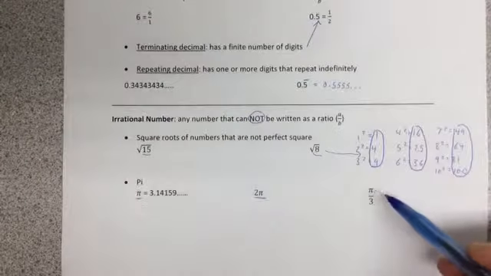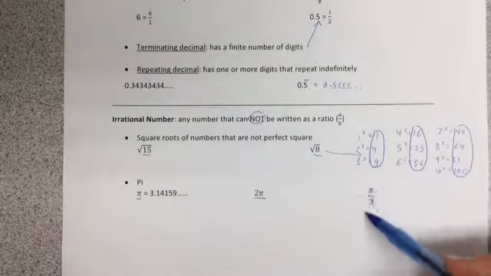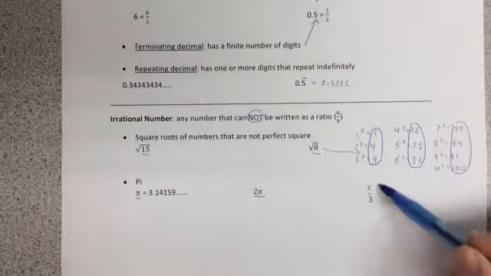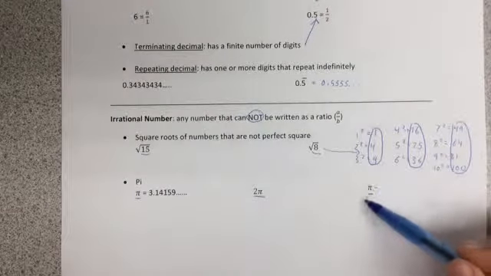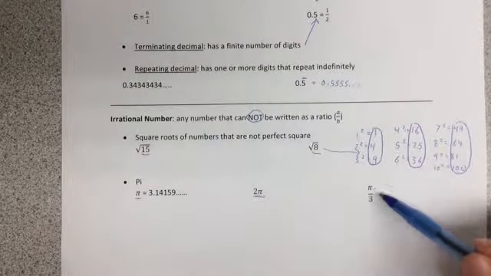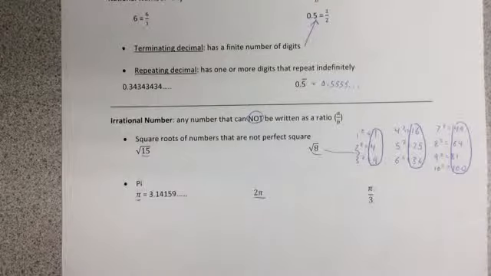It's going to be the same thing with pi over 3. This pi is going to make this whole number irrational, even though it's set up as a fraction. Because pi is not an integer, this is not a normal ratio, so because that pi is there, this is also going to be an irrational number. And now you know more.